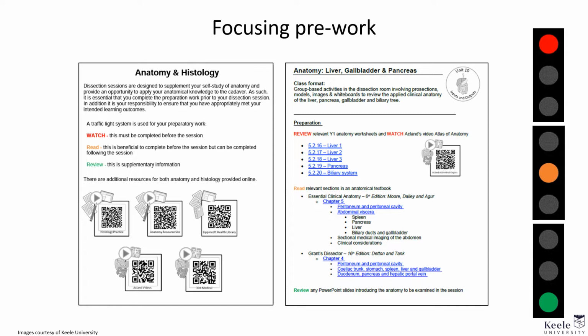At the start of the workbook, the ethos of the anatomy sessions is stated, and students are guided through how to use the workbook. Resources shown in red are mandatory. Those in amber are recommended for before the session but can be reviewed after the session, and those in green contain additional information that will support their learning.